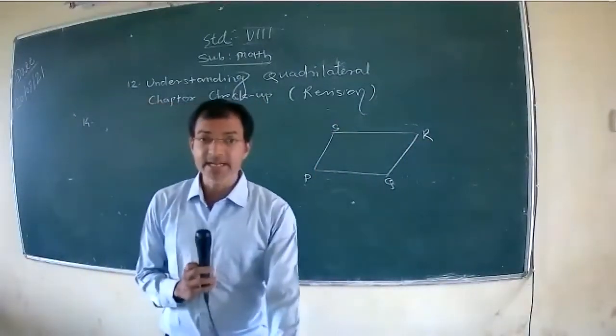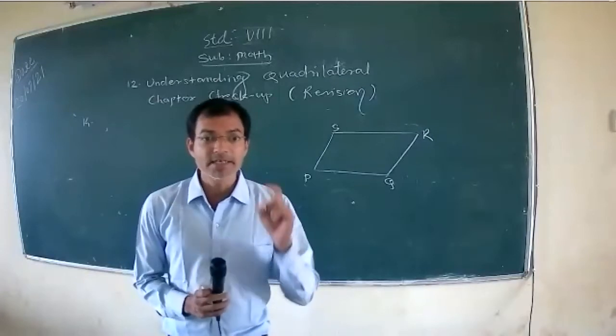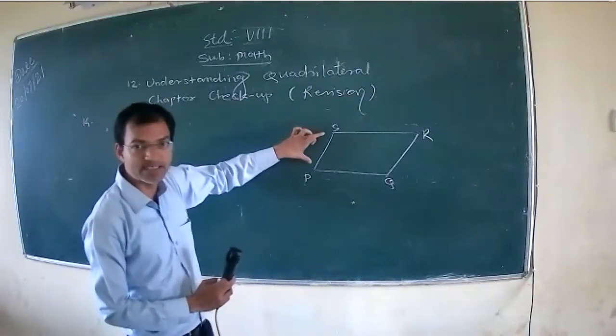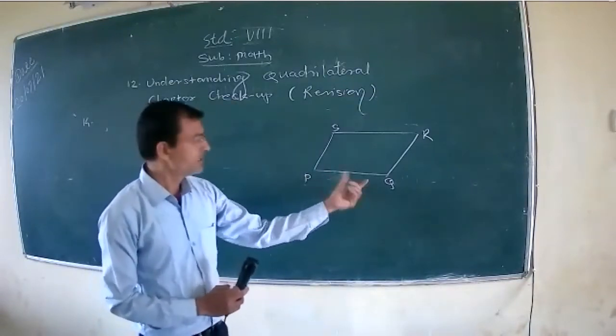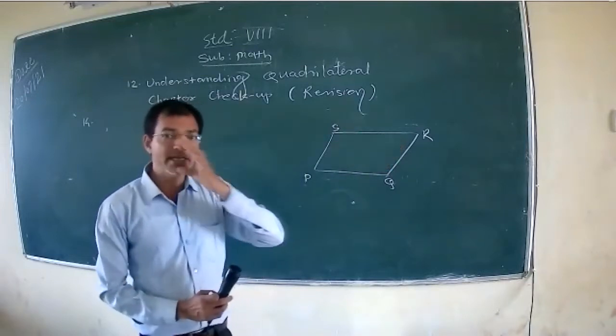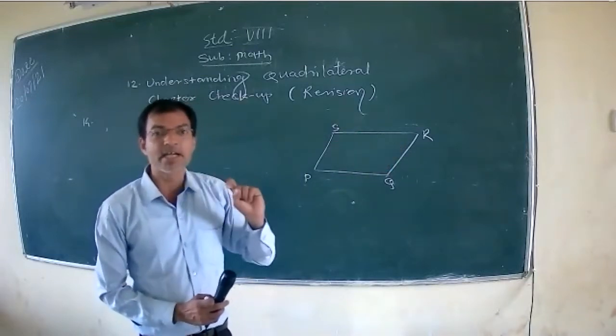Then the adjacent angles of this parallelogram are in the ratio 2:1. Adjacent means these two angles are adjacent, or these two angles are adjacent. These two angles are adjacent, these two angles are adjacent. So any two adjacent angles you can consider here.